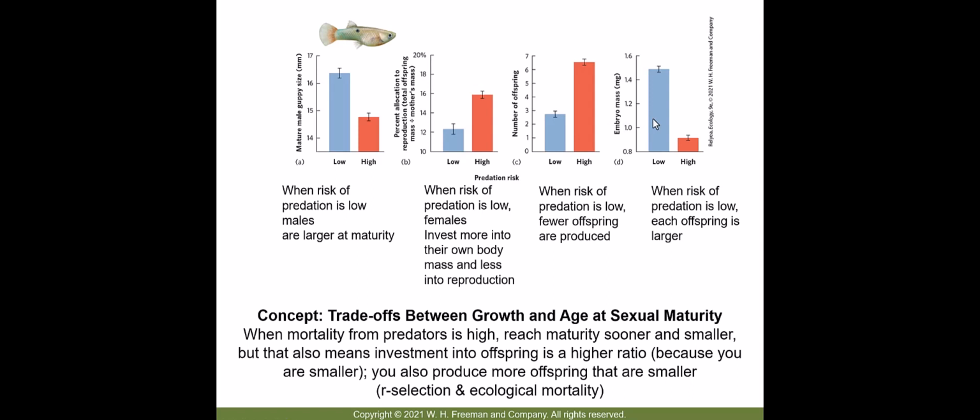When ecological mortality is high, we grow fast, we are smaller bodied, we allocate more to reproduction and less to our own body, and then we have more offspring, and those offspring are smaller.